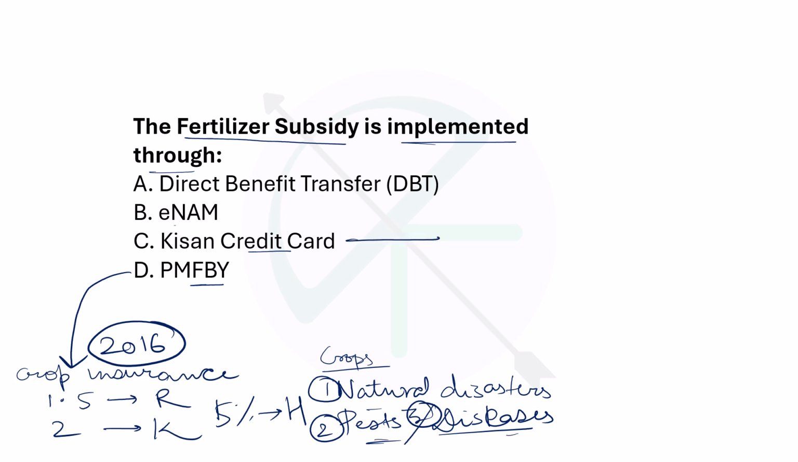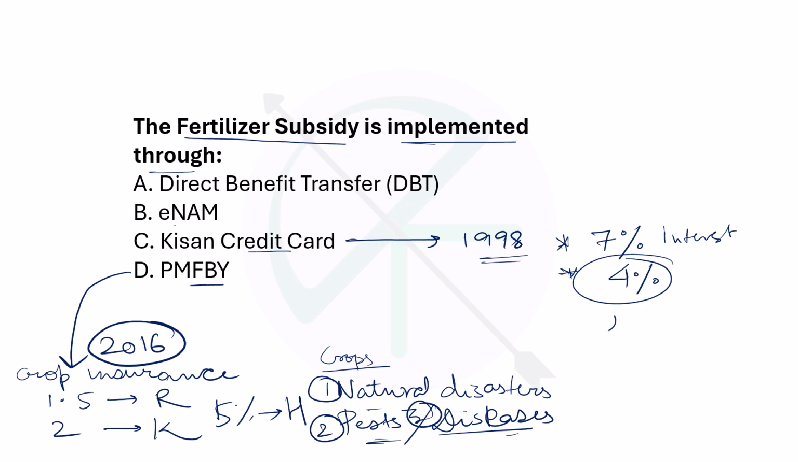Then if we talk about Kisan Credit Card, it was launched in 1998, and it provides short-term loans at 7% interest rate, and on timely repayment, it's further reduced to 4%. Another thing is that the loan limit under Kisan Credit Card has been increased from 3 lakhs to 5 lakhs in this year's 2025-26 budget. This much information is enough for you.